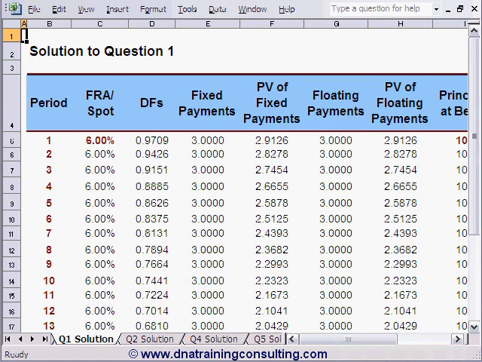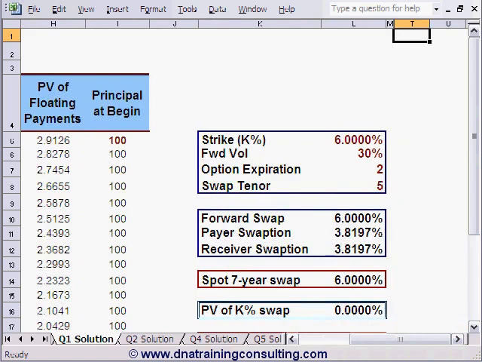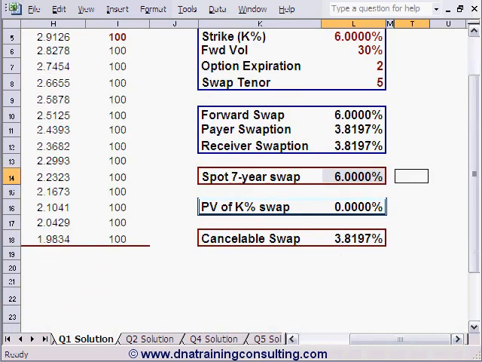We turn now to worksheet Q1 solution, which shows the pricing for the cancelable swap and is identical to our previous worksheet extendable swap, except for having a 7-year swap rather than a 2-year swap priced in cell L14, and for amending the formula in cell L18 for the cancelable swap to reflect the sum of the 7-year swap at K% plus the 2x5 receiver swaption versus the payer swaption previously at K%.